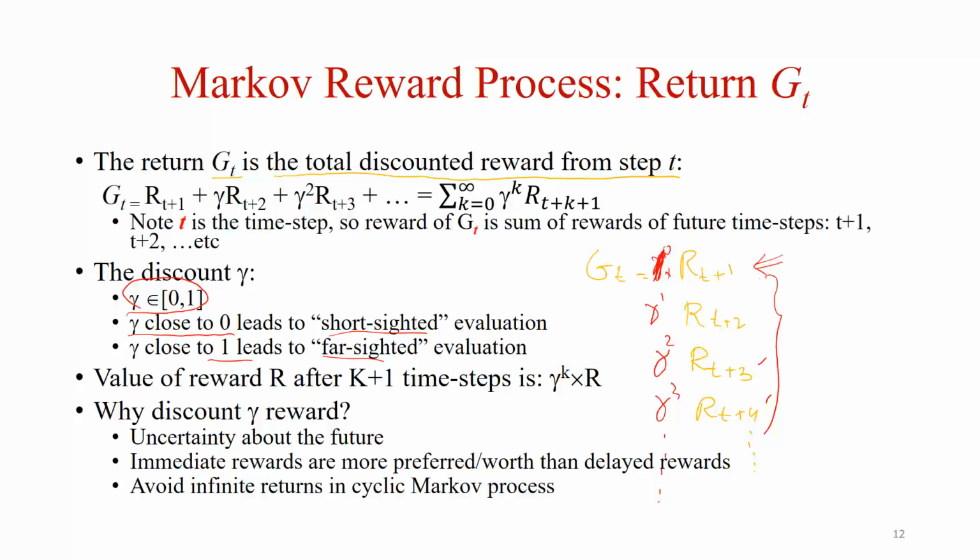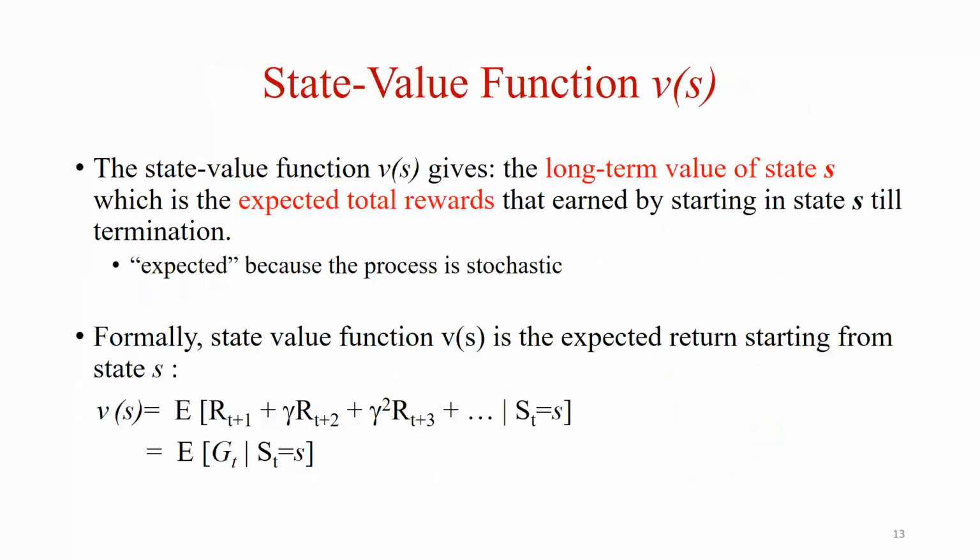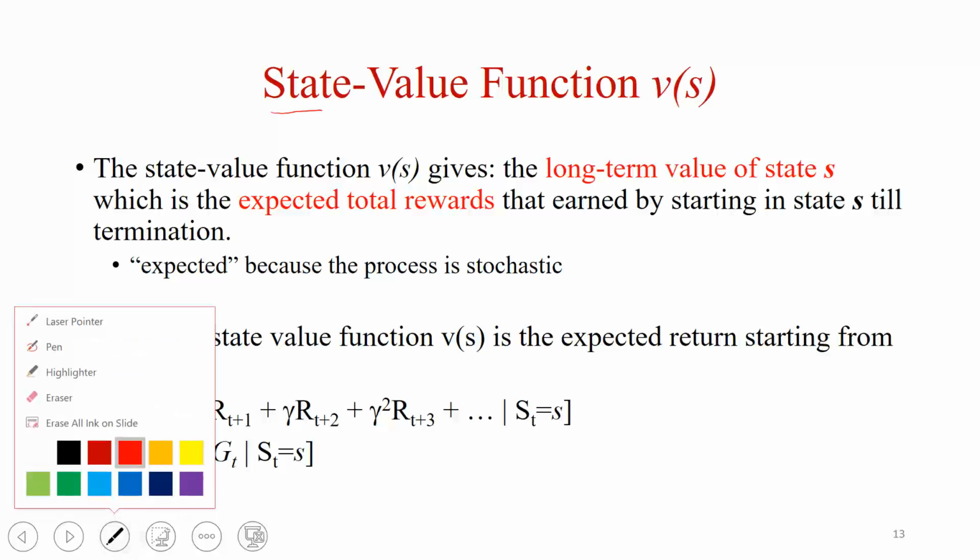Now, the next thing that we want to discuss is the value function, and we have two things in regard to the value function. We have the action value function, which is not applicable to the Markov reward process, and the state value function, which is applicable to the Markov reward process and the Markov decision process. So since we are in the Markov reward process, we'll discuss the state value function. So what is the state value function?